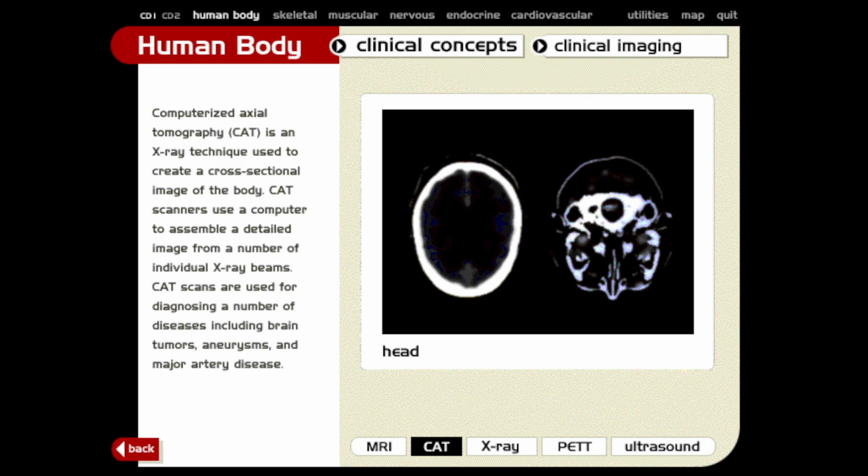Computerized axial tomography, CAT, is an X-ray technique used to create a cross-sectional image of the body. CAT scanners use a computer to assemble a detailed image from a number of individual X-ray beams. CAT scans are used for diagnosing a number of diseases, including brain tumors, aneurysms, and major artery disease.